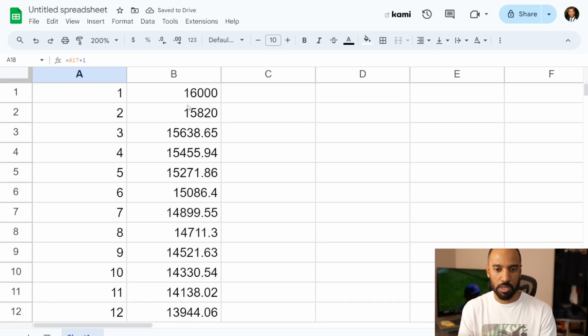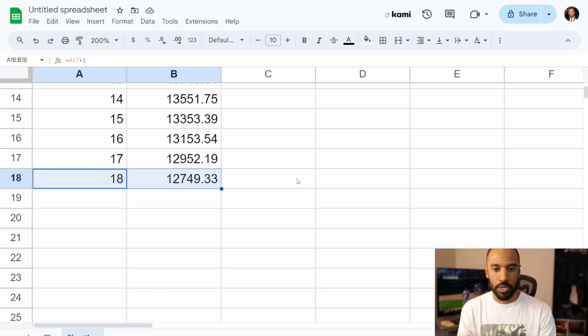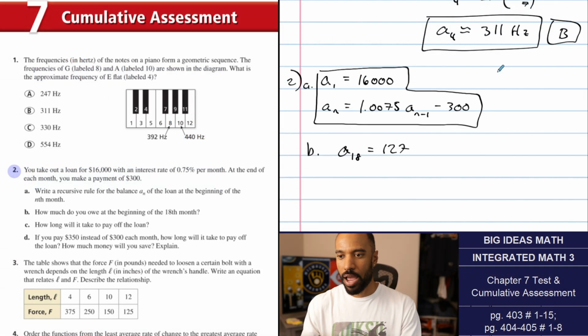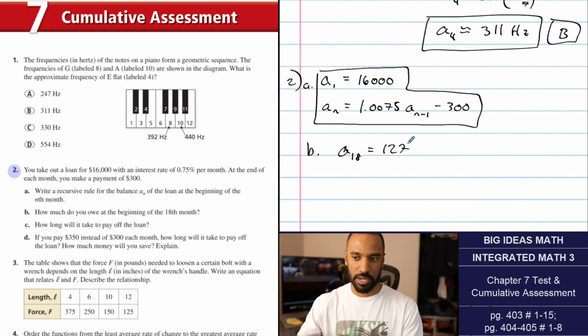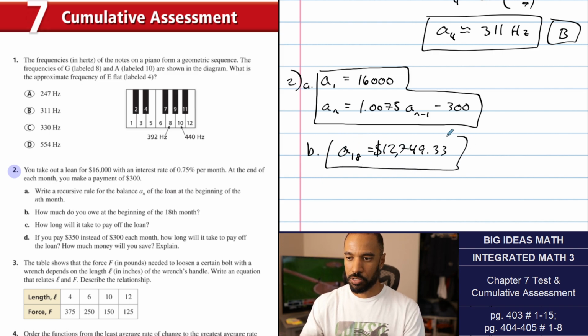So I think that's where we are. For N, we represent the beginning of each month. That's the beginning of the first month. Here's the beginning of the second month, because the end of each month is like that. So I think we are still at that number. So A sub 18 in this case will be, and yeah, that is right, because I said my first term was 16,000. I need that to still be 16,000. $12,749.33.